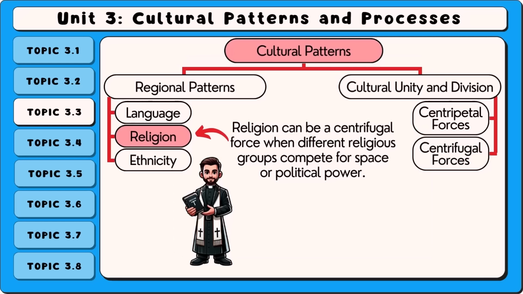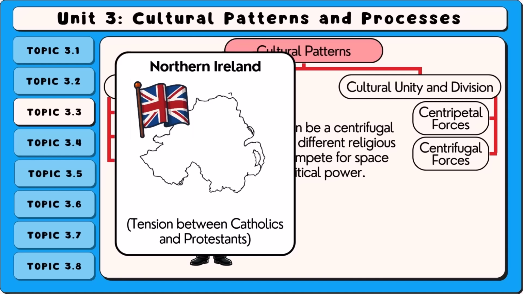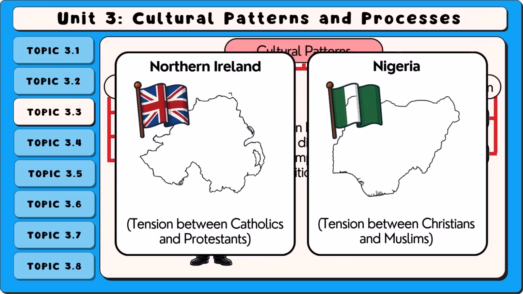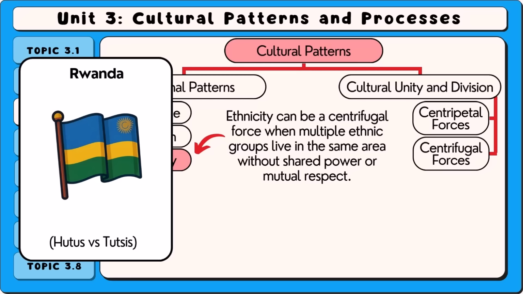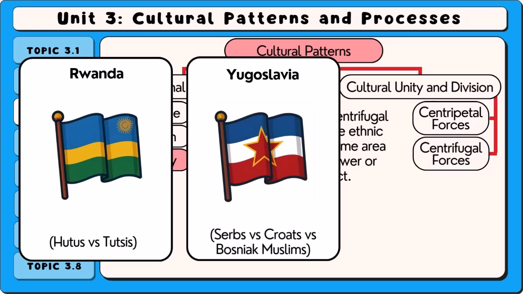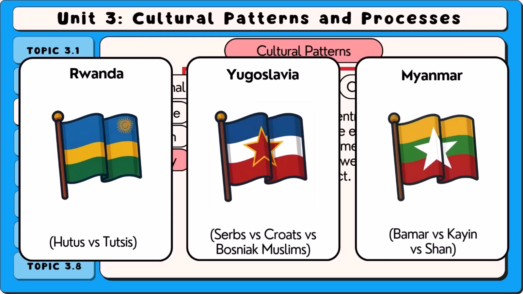Religion can be a centrifugal force when different religious groups compete for space or political power. In places like Northern Ireland or parts of Nigeria, religious differences have led to conflict and violence. Ethnicity can be a centrifugal force when multiple ethnic groups live in the same area without shared power or mutual respect. Ethnic tension has contributed to division in countries like Rwanda, the former Yugoslavia, or Myanmar, where competition over land and identity has led to violence.